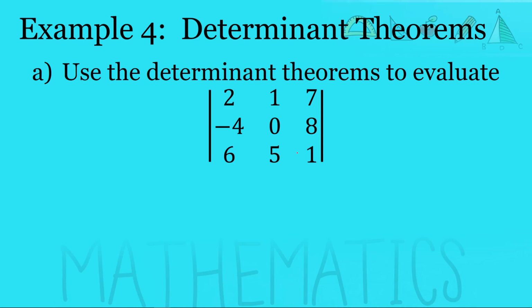So what we could do is use Theorem 6, and we could add or subtract 5 times row 1 here. If we did, we're going to have a new determinant. It's going to be equal to 2, 1, 7, negative 4, 0, 8. And then here we are going to have 6 minus 5 times 2, which is 10. That will be negative 4.